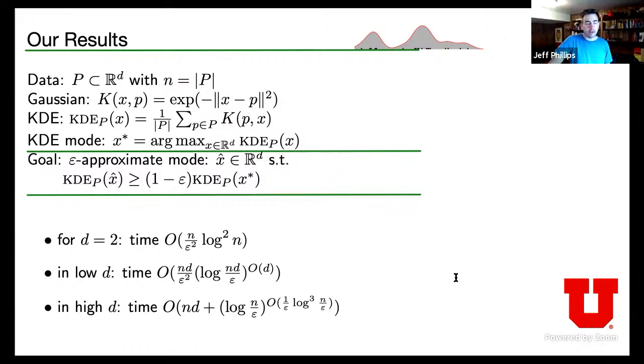Okay, so our results for this approximate mode problem are, in 2D, we slightly improved the results of the Agarwal paper by improving the log and the 1 over epsilon factor. And then we have algorithms in low dimension which are near linear in n when D is a constant. It's about n log n, where the log is to the O of dn. And in high dimensions, we get a result that's quasi-polynomial. So it's linear in D plus a term that's independent of D but is quasi-polynomial in n.